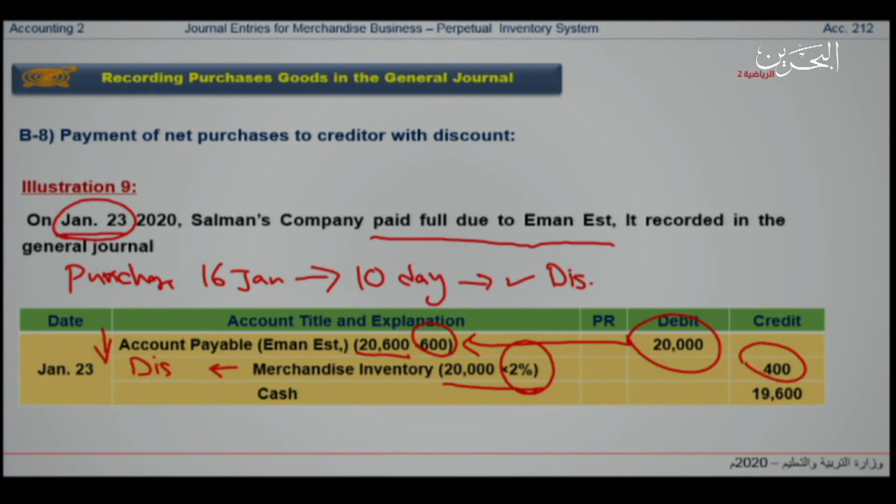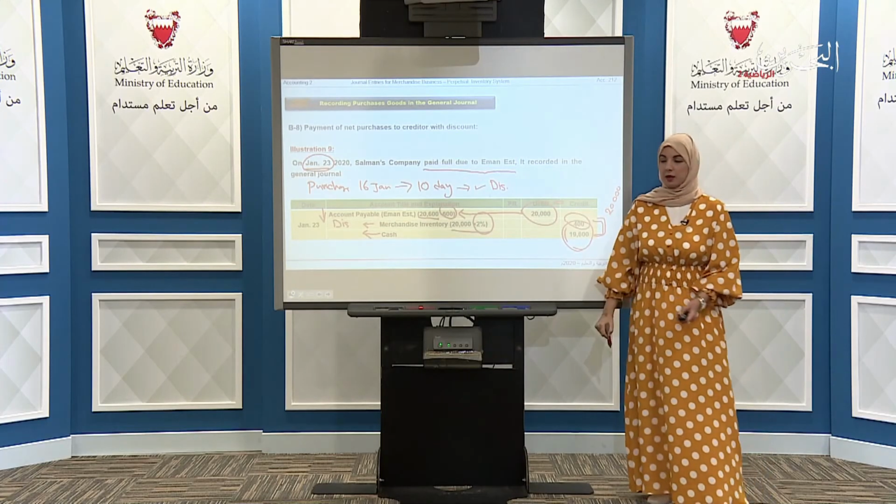Also, I will pay the remaining amount, and it will be 19,600, which is the amount I will pay and will decrease my cash. The total amount on the credit side will be 20,000. So, the debit side should be equal to the credit side.